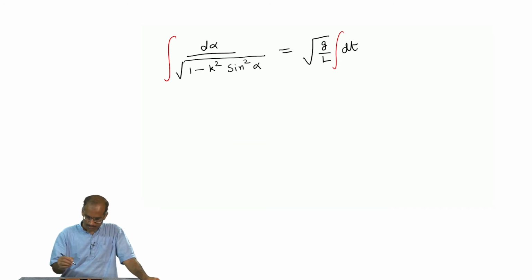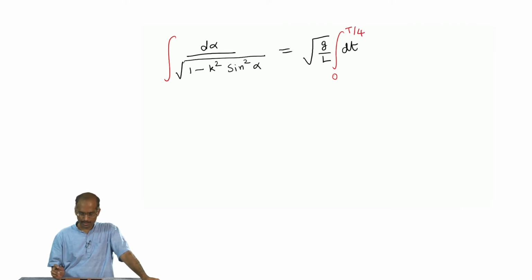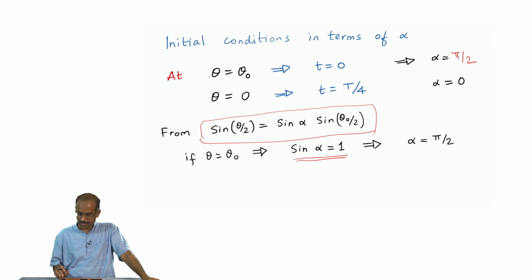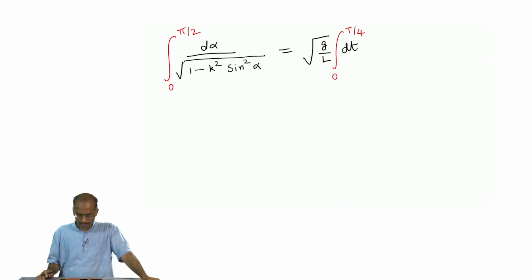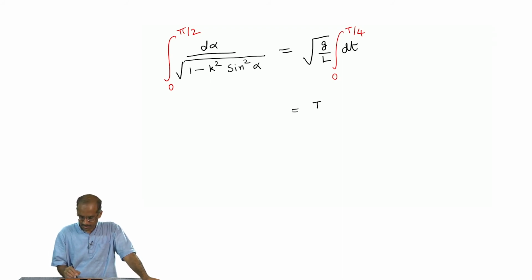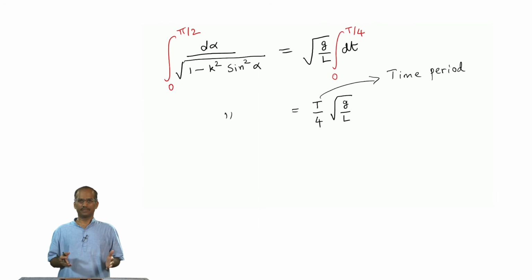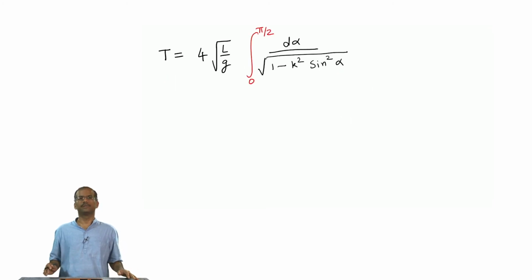So, t will go from 0 to T by 4, and at the same time alpha will go from 0 to pi by 2. This is the integral that needs to be done. The right hand side of this equation is very easy to do. This will simply be T by 4 into root of g by l. I have everything to write an expression for the time period in terms of this integral. So, here is what I have now for the time period.